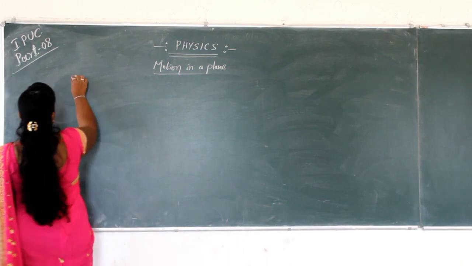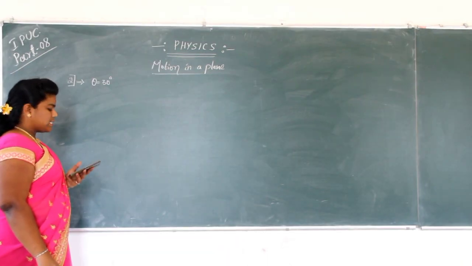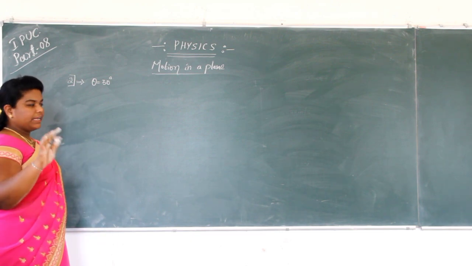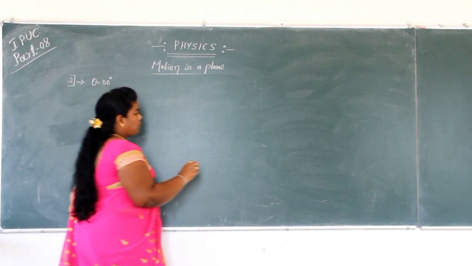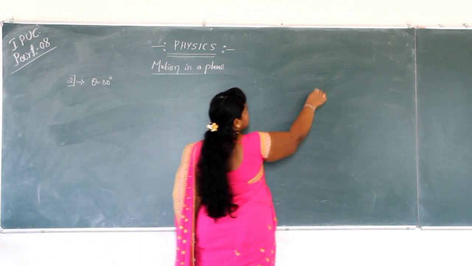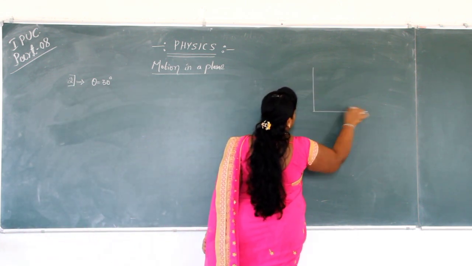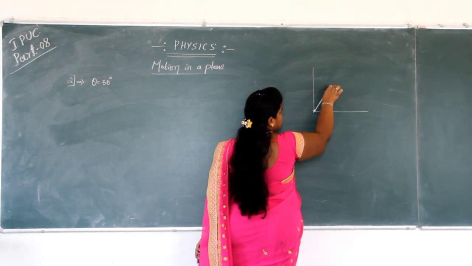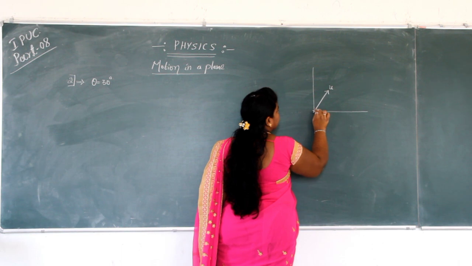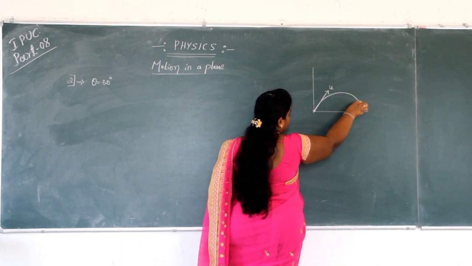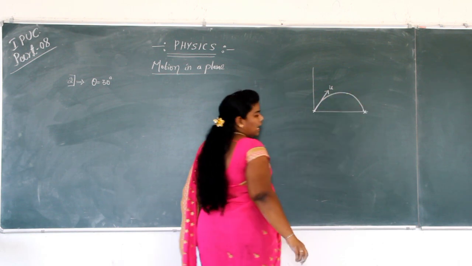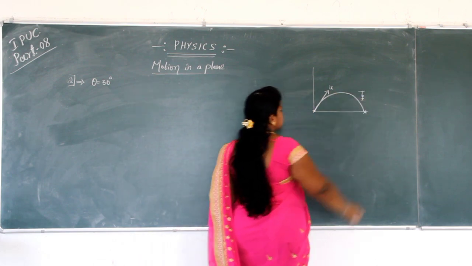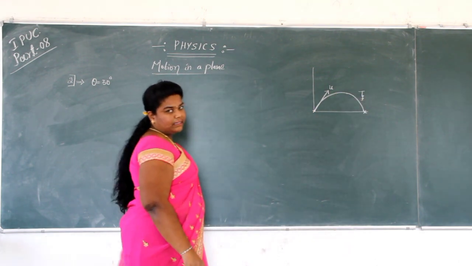So, the object takes 3 seconds to reach the ground. It means we project from the ground with some initial velocity u, right? So what happens? It travels a projectile path and reaches the ground. And how much time is needed for that complete path? That time is called time of flight.